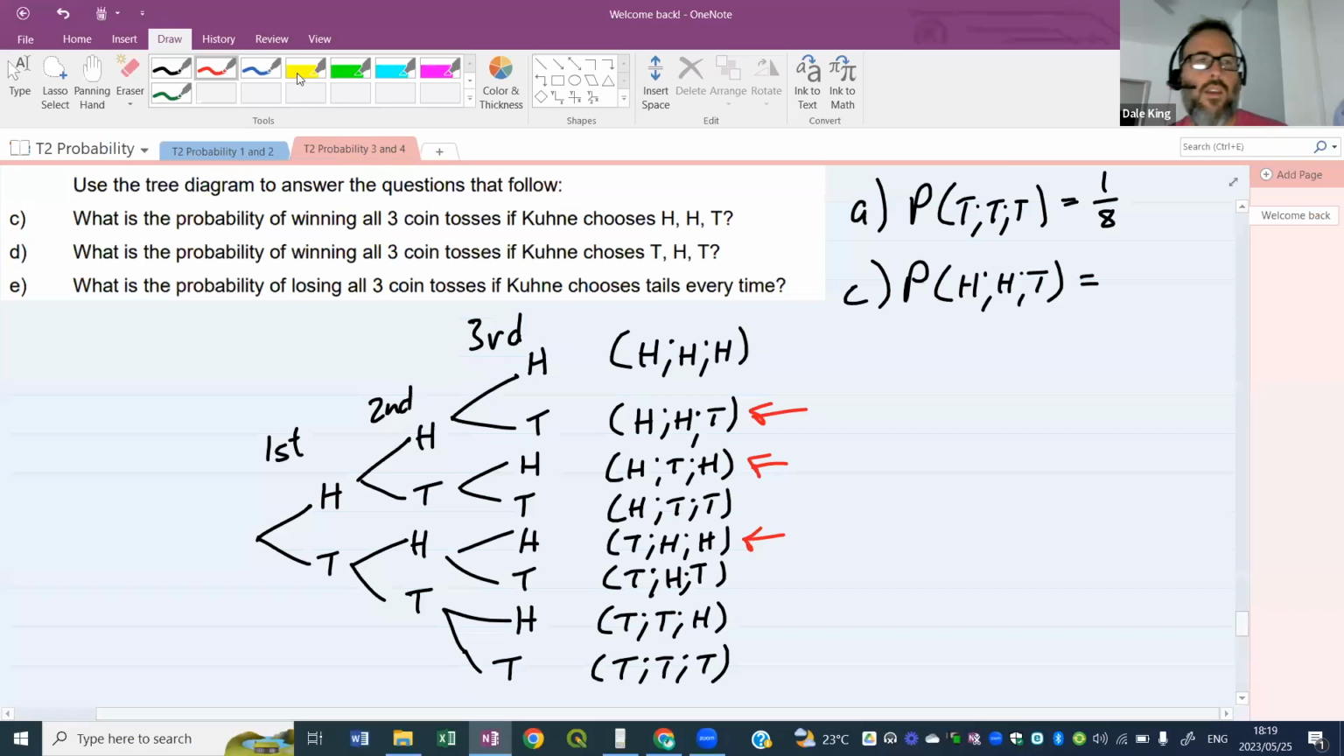Now, when they ask these questions, they have to be specific because sometimes it gets confusing. Are they asking for heads, then tails in that order? Or are they asking for 2 heads and a tails in any order? The question has to be specific. They're not very clear in this question, Bianca.